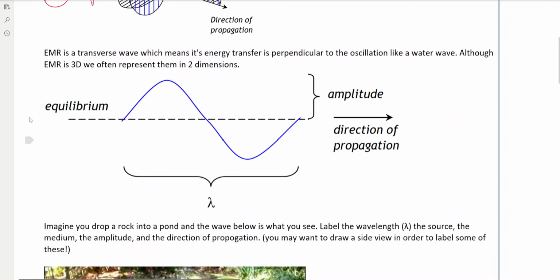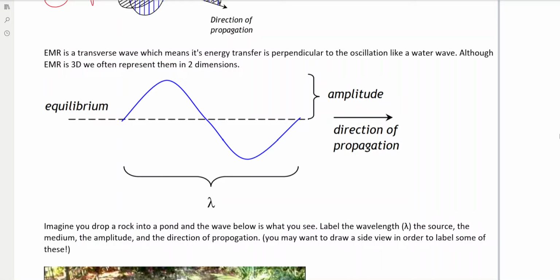So an EMR is a transverse wave, which means that its energy transfer is perpendicular to the oscillation, like a water wave. By the way, the opposite of a transverse wave is a longitudinal wave, and that is something we talk about in Physics 20 in mechanical waves.